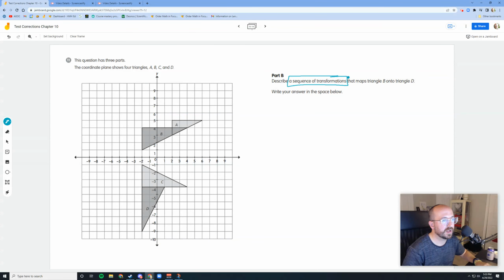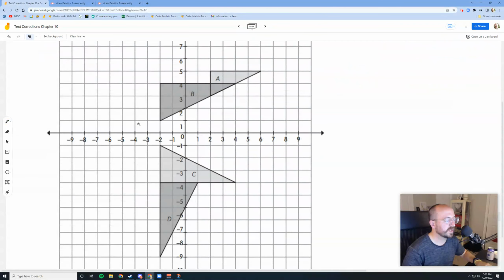All right. How do I get a series of transformations? So there's actually more than one way. How can I get from B onto D? Okay. From B to D. All right. You guys, people had different answers. That's fine. I didn't say only 2. You can do this with only 2, but you could also do it with like 3 or 4.